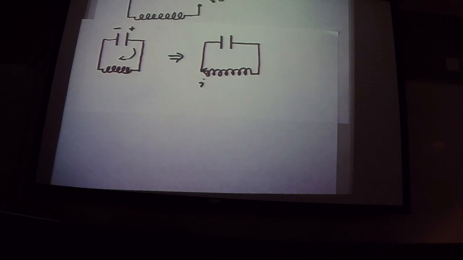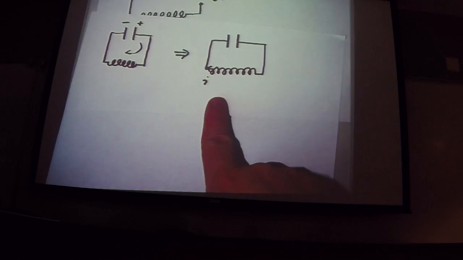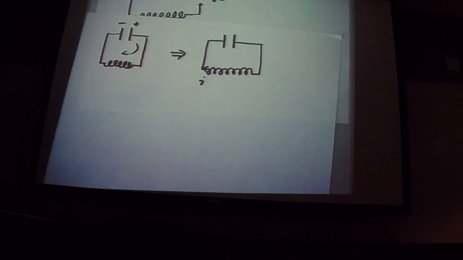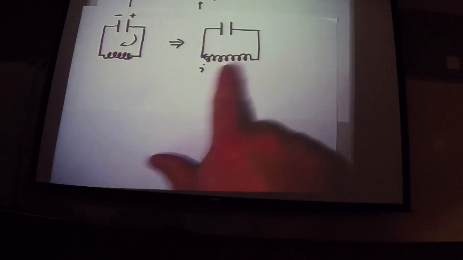Okay? Everybody see that? So first I had charge on that capacitor. They discharge through the inductor. Current builds up so that the charges move to the other side. All right, there we're done, right? No. Because this doesn't dissipate anything. It's not a resistor. I now have current in there. So I have no charge on the capacitor, but I've got current in my inductor.